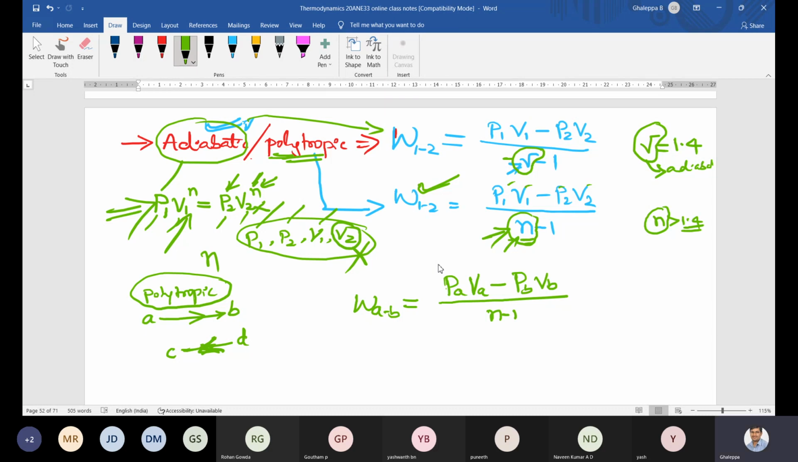For this process, let me change it a little bit so that you will understand better. Okay, the process is like that. This is D, this is C. Assume this is a polytropic process. Now you tell me.